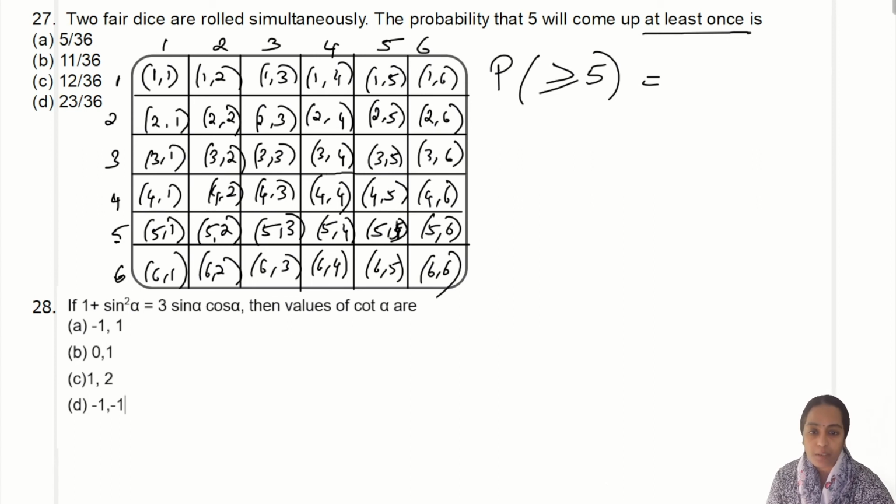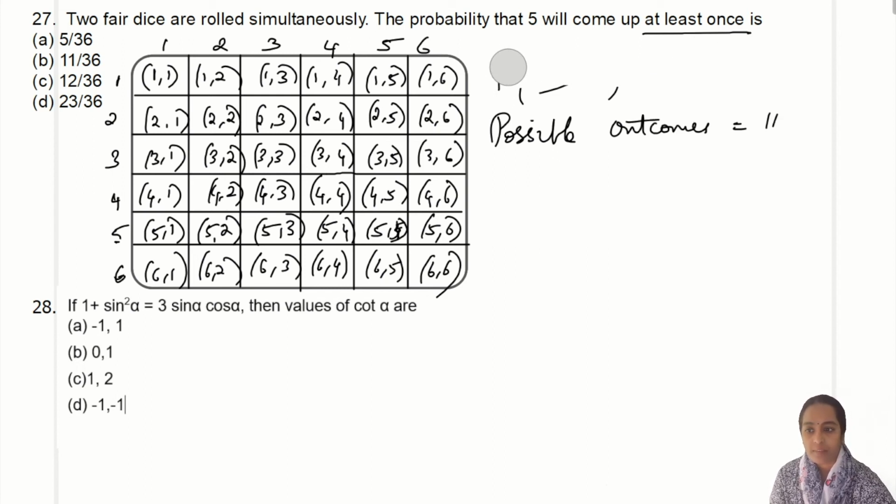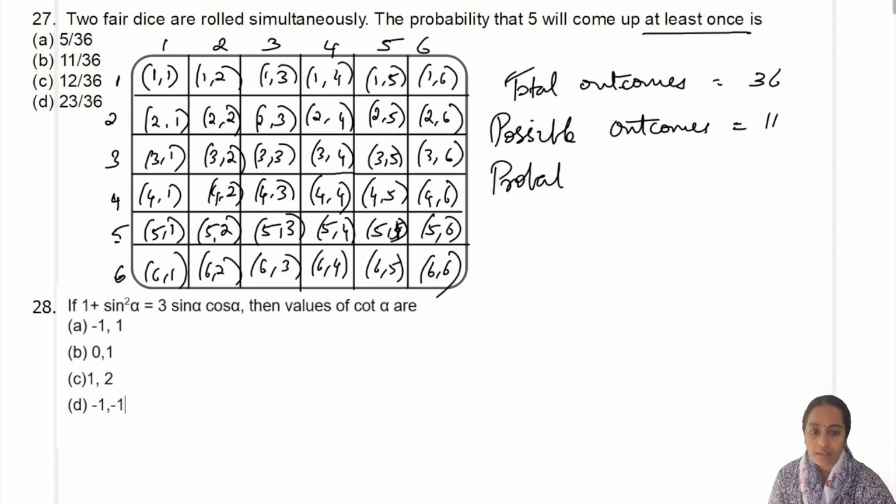So possible outcomes is 11. What is the total outcomes, children? Total outcomes is 36. When 2 dice are rolled simultaneously, the total outcomes is always 36. So probability that 5 will come up at least once is going to be 11 divided by 36, which is option B.